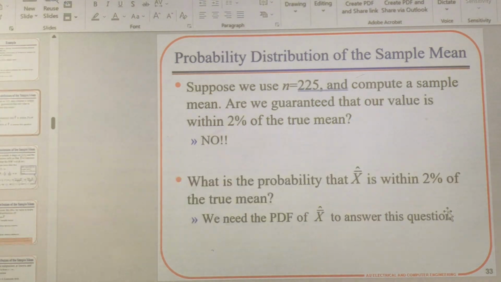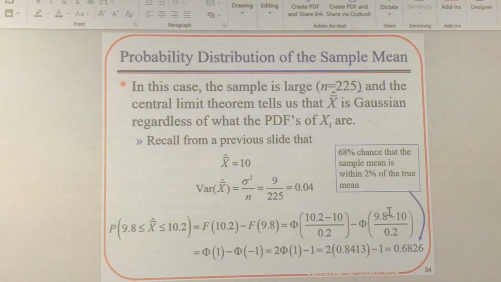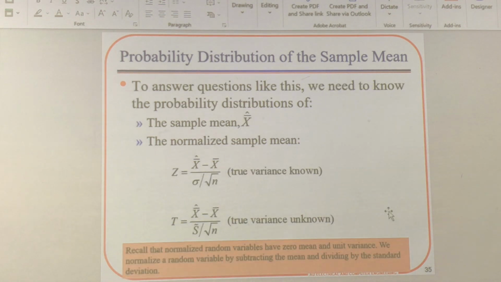All right, now the next part, what is the probability that x is within 2% of the true mean? We need the PDF of x to answer the question. Now, I put the density function of x bar up there. If he wants to know what chances are you within 2%, if you have that density function, you go to the lower limit, upper limit, and find the area between them. This class of questions, you want to know how confident you are in the calculation you made of the estimate or of the variance of the estimate.